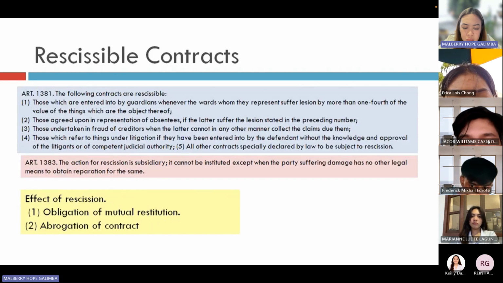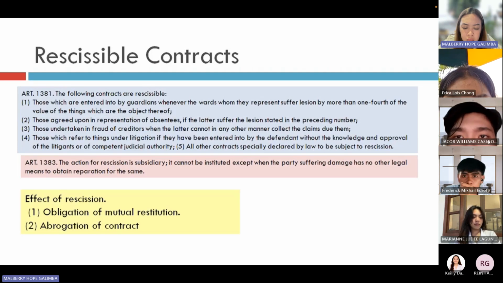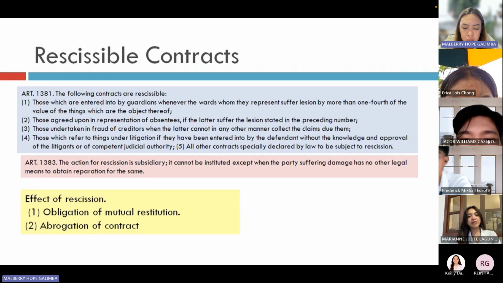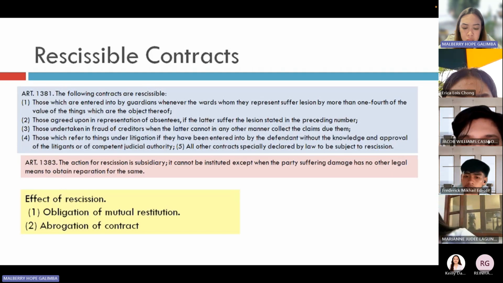So the following are rescissible contracts. Number one, those which are entered into by guardians whenever the wards whom they represent suffer lesion by more than one-fourth of the value of the things which are the object thereof. As I said, ang example, ang guardian nag-atiman sa isa ka minor nga orphan na, and then ay property that the parents left for that kid, and the value of the property, like for example, let's say 1 million, and then the guardian sold it only for 500,000. Ang gansi is half, 500,000. That's the economic damage that the minor or the ward suffers, kasi ang ward could either be minor, insane, kana mga timanunon, no? Mga incompetent. They cannot take care of themselves.